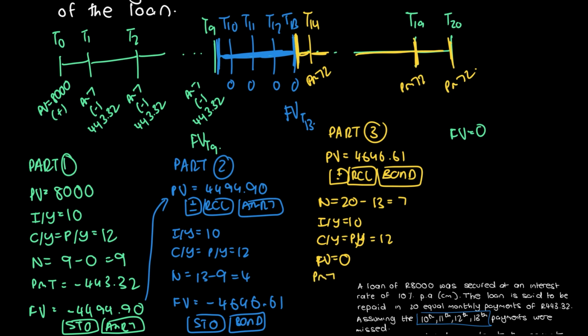So we want to solve for PMT. If we go ahead and do that, we are going to get the PMT equal to minus 686.11, which means we're going to pay 686 Rand 11 cents. So our new monthly payments are 686 Rand and 11 cents. Okay, and that is pretty much it on our financial calculator.